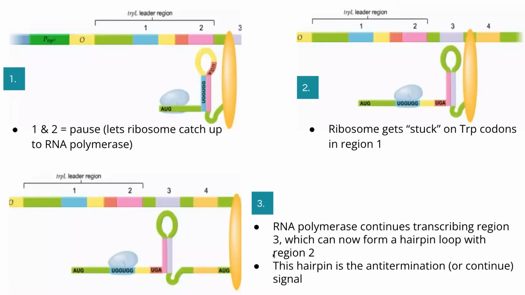So in this situation, you transcribe 1 and 2, and then you get the pause, right? Once you transcribe 1 and 2, they line up together. The ribosome gets stuck on the trip codon, right? In that time, 2 and 3 have bound because the ribosome got stuck. Since 2 and 3 got bound, 3 and 4 can't bind. So the RNA polymerase keeps going and the ribosome hops along. Does that make sense?